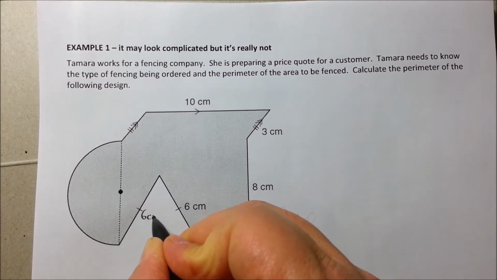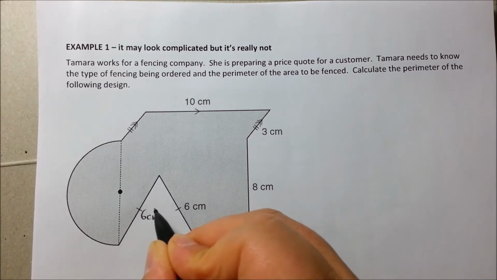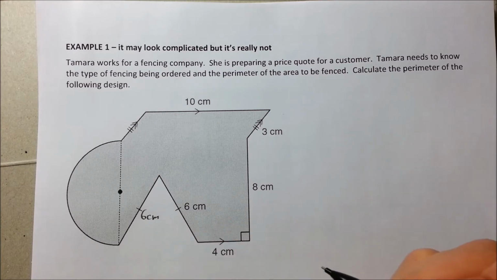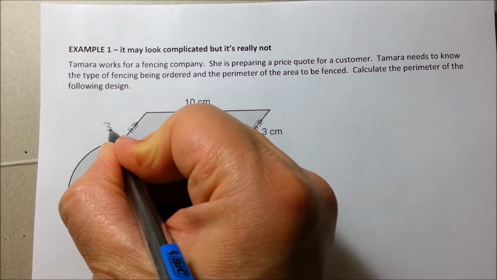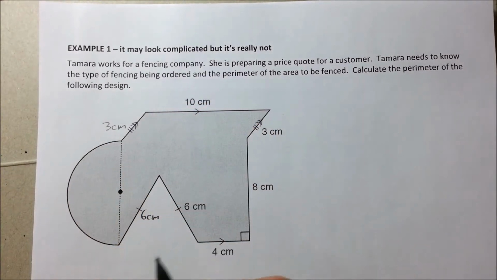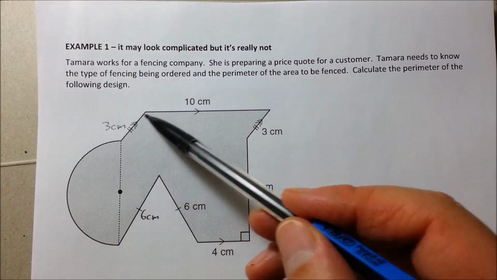Now, how do we know that for sure? Because of the tick marks. These two tick marks are telling us that both of these sides have the same length. Same thing here. The tick marks are the same, so they tell us that they are the same length. Great. So in order to find the perimeter, we need this.